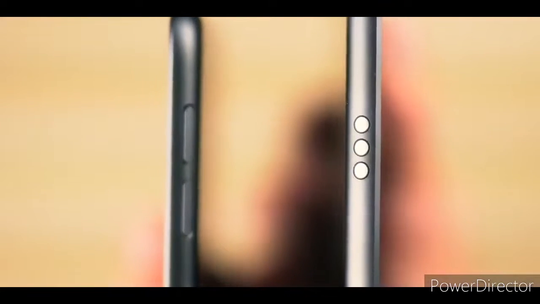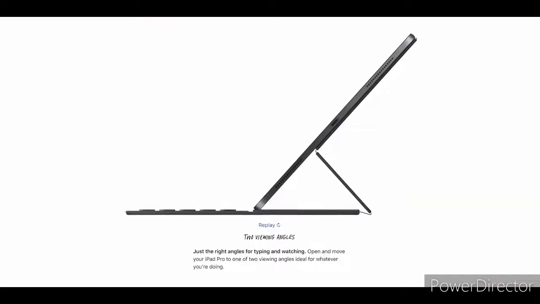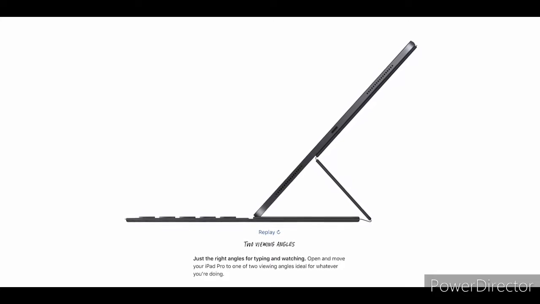On the iPad Air 3, it's located on the side, and on the iPad Pro, it's located on the back, but both serve the same function. Both allow you to connect to keyboard cases and power them without Bluetooth.